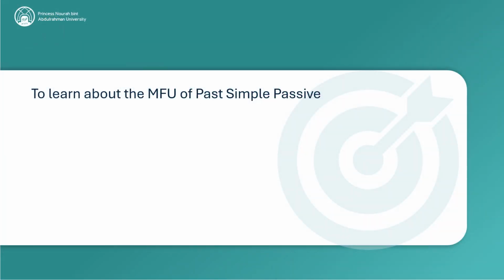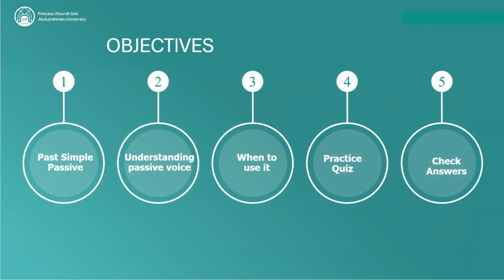Today we're going to look at Unit 6, Unlock 3, Listening and Speaking, Past Simple Passive. We will look at the meaning, form, and the use of past simple passive. The objectives are to focus on understanding passive voice, to know when to use it, and how to use it. Then we're going to practice, and after that we're going to check answers.